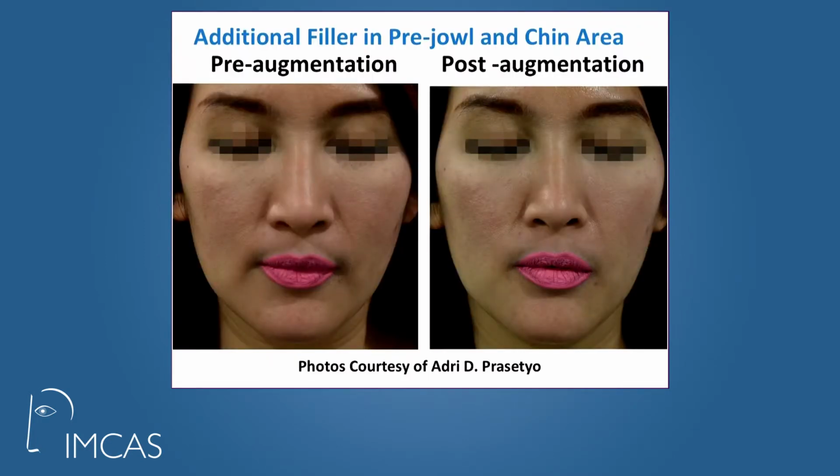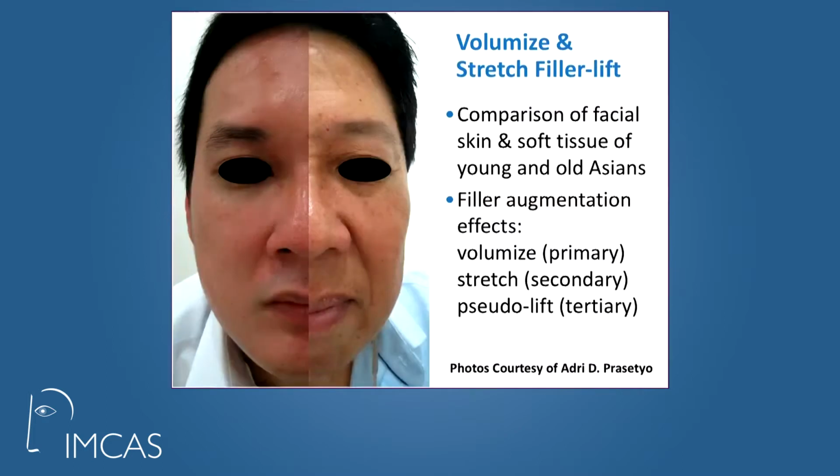Next slide. Even though the patients experience some improvement, again, like the previous speaker mentioned, additional filler in the pre-jowl and chin area is still needed. This is pre-augmentation, and the right side is post-augmentation, as you can appreciate the result in the pre-jowl and chin area. Next slide. So what is my concept of volumized and stretch filler lift?